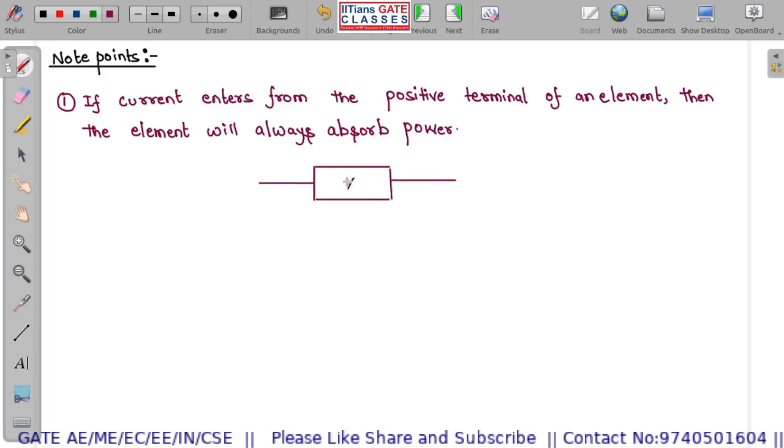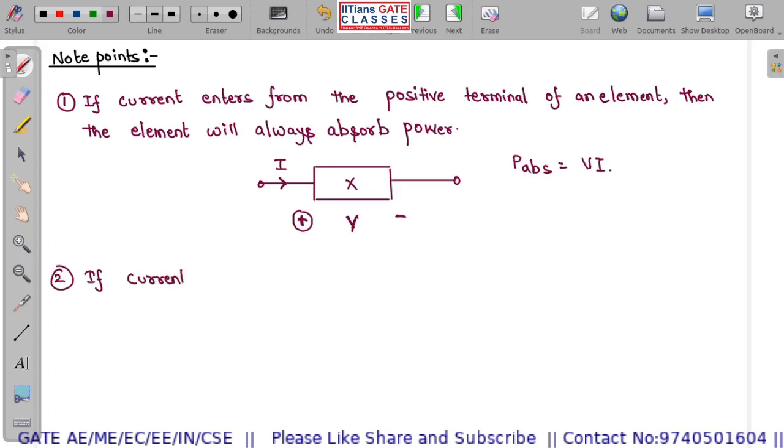this element is X. Now this has voltage marked like this, and if current enters through the positive terminal of this X, where this is V and this is I, that means this element X is absorbing power, and the power absorbed is V into I.